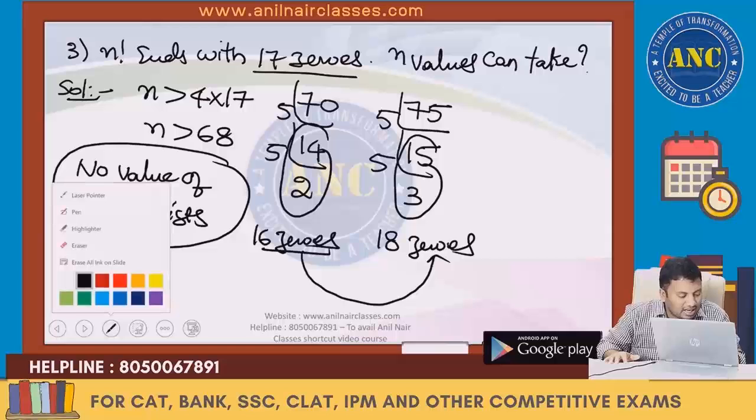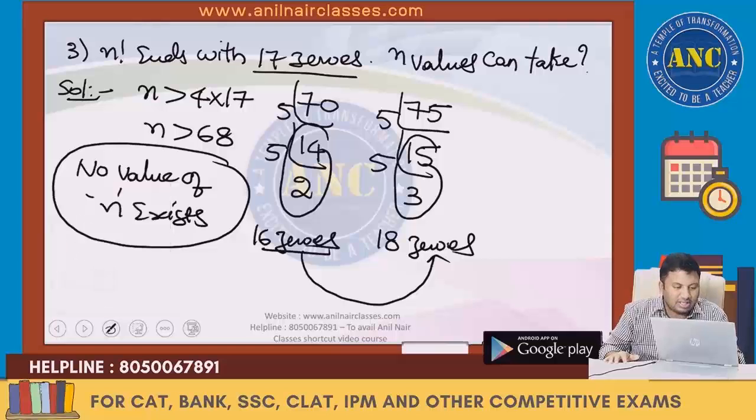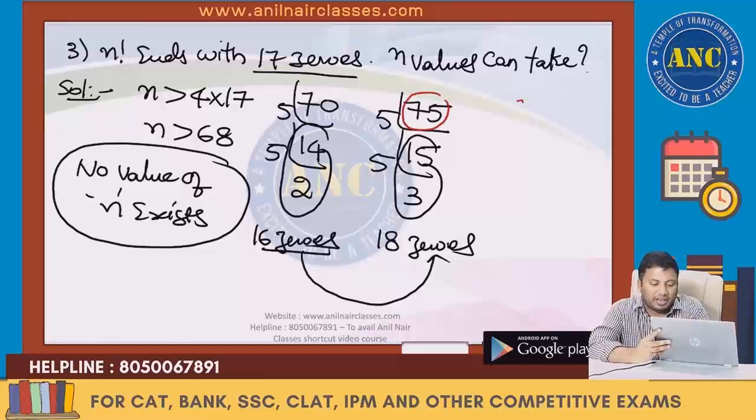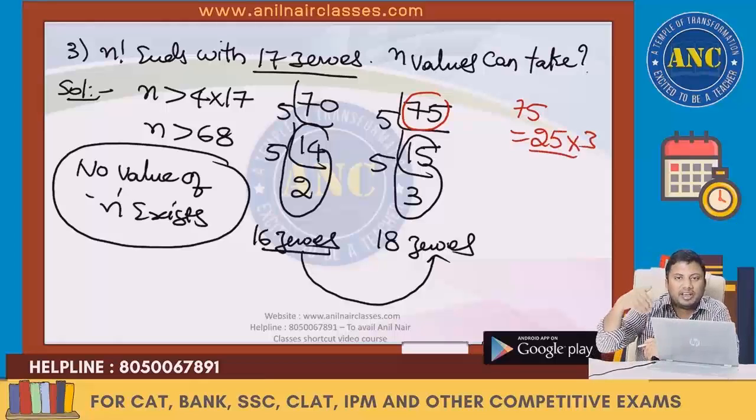Sir, why is it directly jumping from 16 to 18? Because 75 is nothing but a multiple of 25. 25 is 5 square. Not only 1 power of 5, there will be a jump of 2 powers of 5. So it is not always that you will get the answer depending upon the question, right? Sometimes you might get the answer, sometimes you might not get the answer.